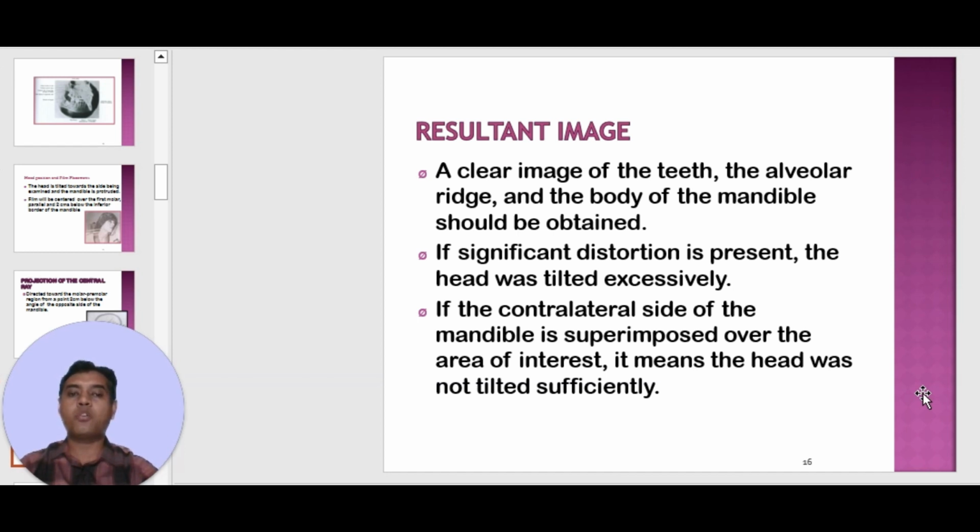If there is significant distortion, it means the head was tilted excessively. If the contralateral side of the mandible is superimposed over the area of interest, it means the head was not tilted sufficiently.